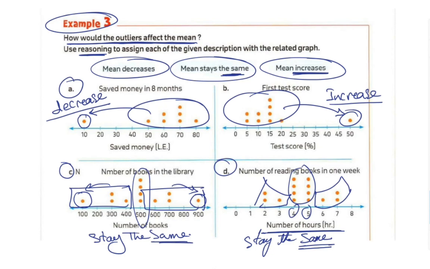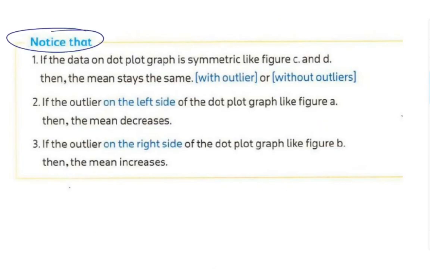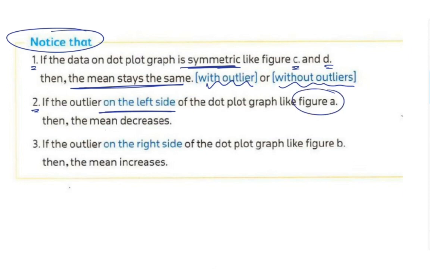We have some notes. Let's go. Note the first point: if the data on a dot plot graph is symmetric, like points C and D, then the mean stays the same with or without the outlier. There is no effect of an outlier on a symmetric figure. Point 2, the outlier to the left side as in figure A, so the mean will decrease.